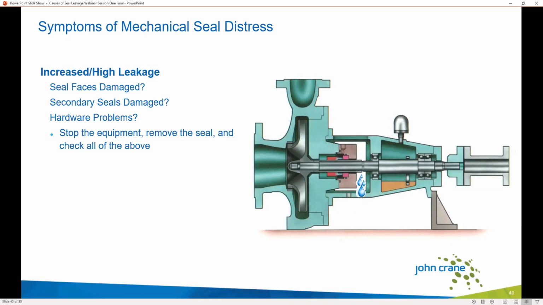And those can tell us that there's some components in the seals that we might want to start looking at. So we might want to start looking for things like the seal faces having become damaged, secondary seals being damaged, or any hardware problems, whether it be the seal hardware or the equipment hardware. We're going to be able to start dialing in a little bit, but until we get a chance to actually stop that equipment, remove the seal, and go through and inspect each of the components within the seal, we're not going to be able to tell just yet what the exact problem is.